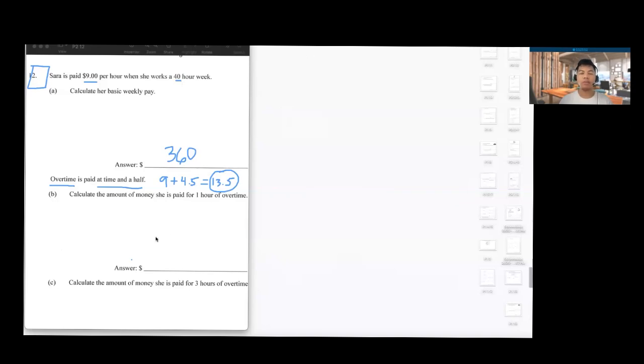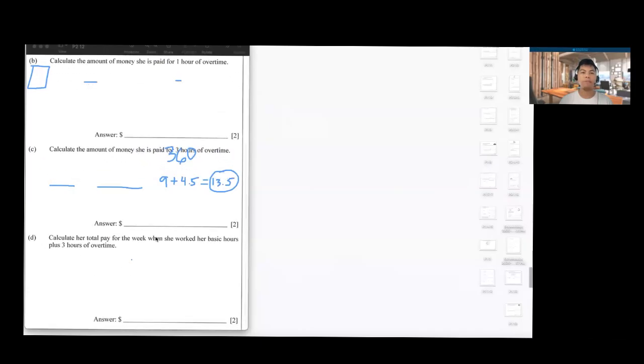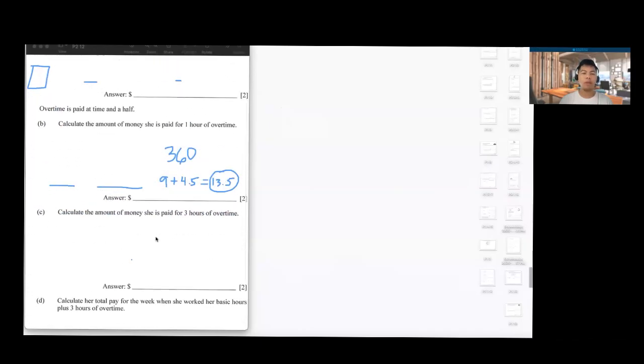$13. You will receive $13.50 for every hour of overtime. So letter C, calculate the amount of money she's paid for 3 hours of overtime.